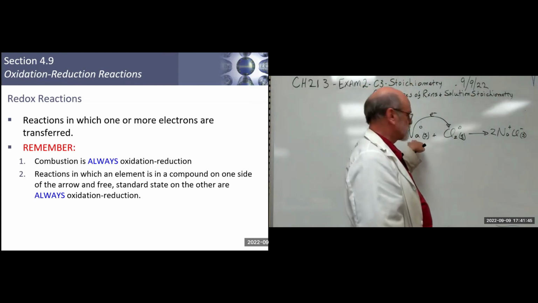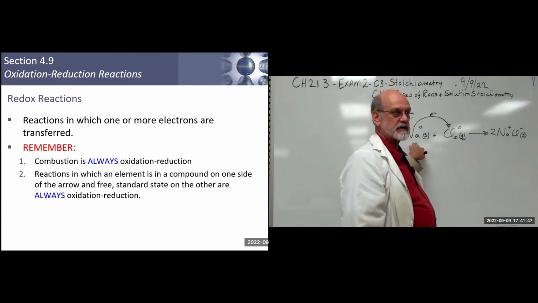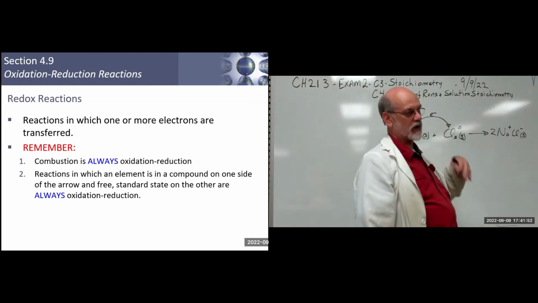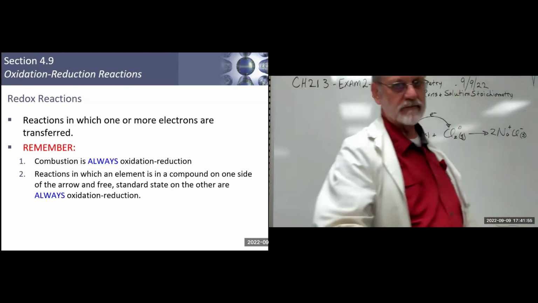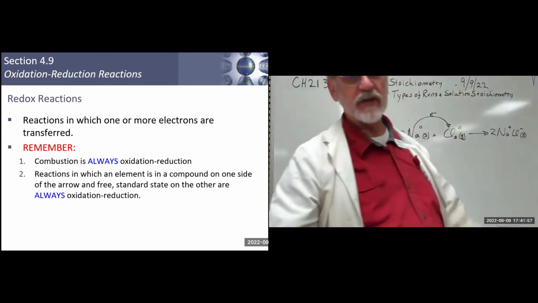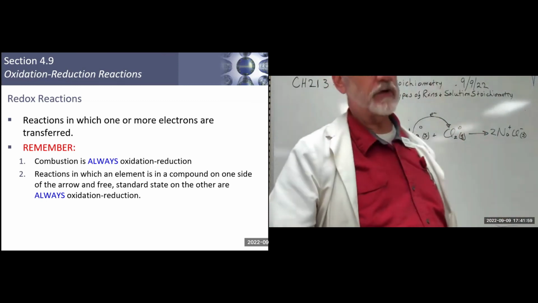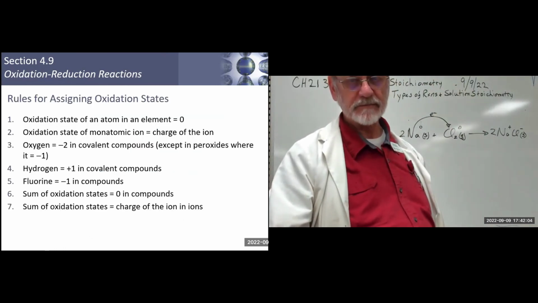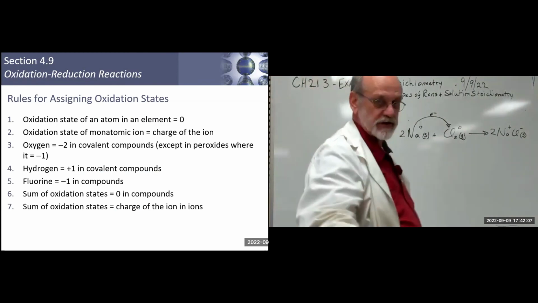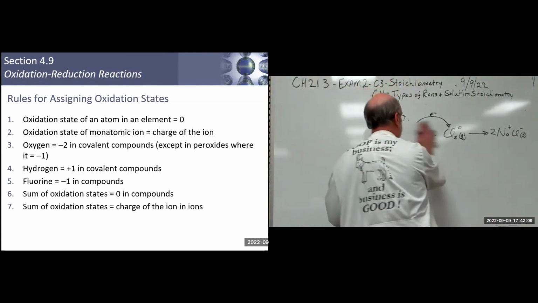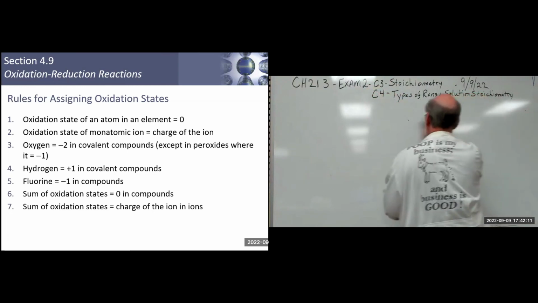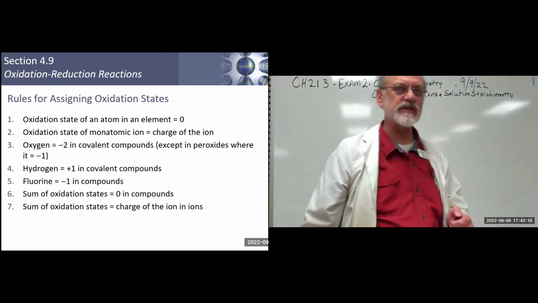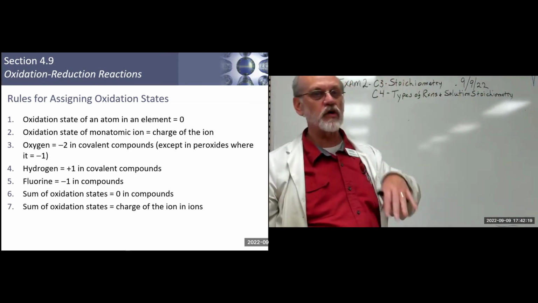The species that loses electrons is oxidized, and the species that gains electrons is reduced. That's why it's called redox. But we'll talk about those in detail later. All you need to know is that electrons are transferred. And in order to determine whether electrons are transferred, we use this bookkeeping method, oxidation states. And these are the rules that go with it.